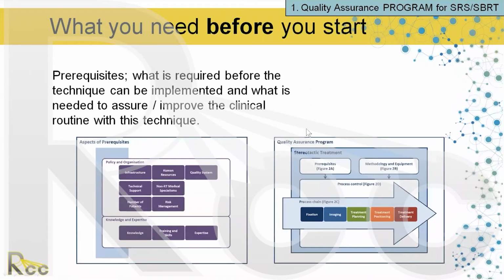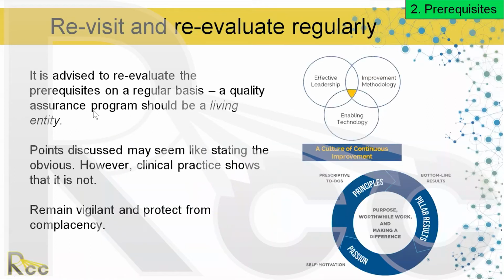So I'm going to go through the prerequisites. What do you need before you start? There's lots of elements to that. Obviously you need a bunker, things like that for a radiotherapy facility, but for stereotactic you're also going to need the right immobilization equipment, the right pretreatment verification equipment, and the right things to do the quality assurance tests. But you're also going to need these process maps and process control.